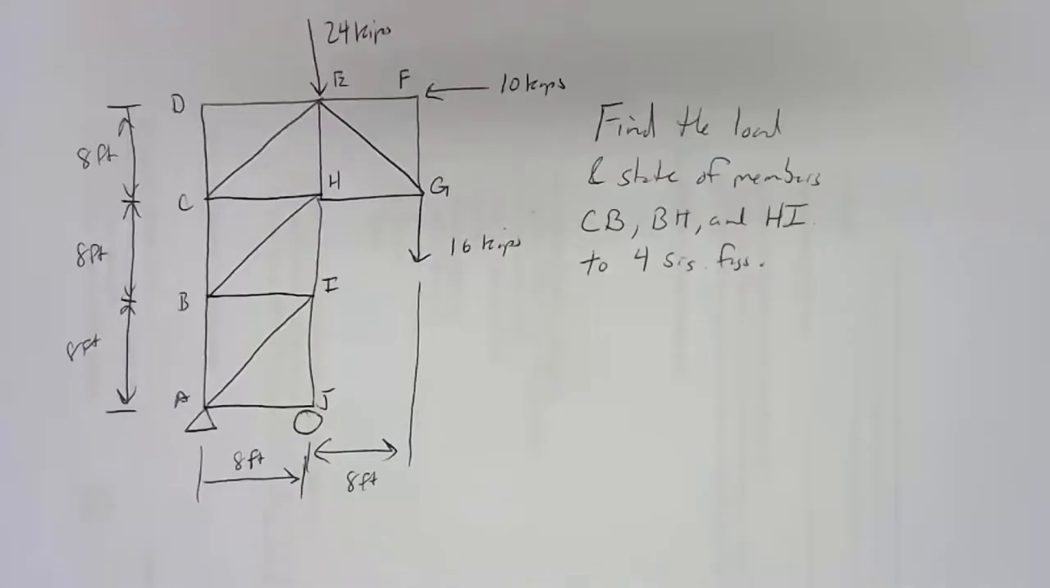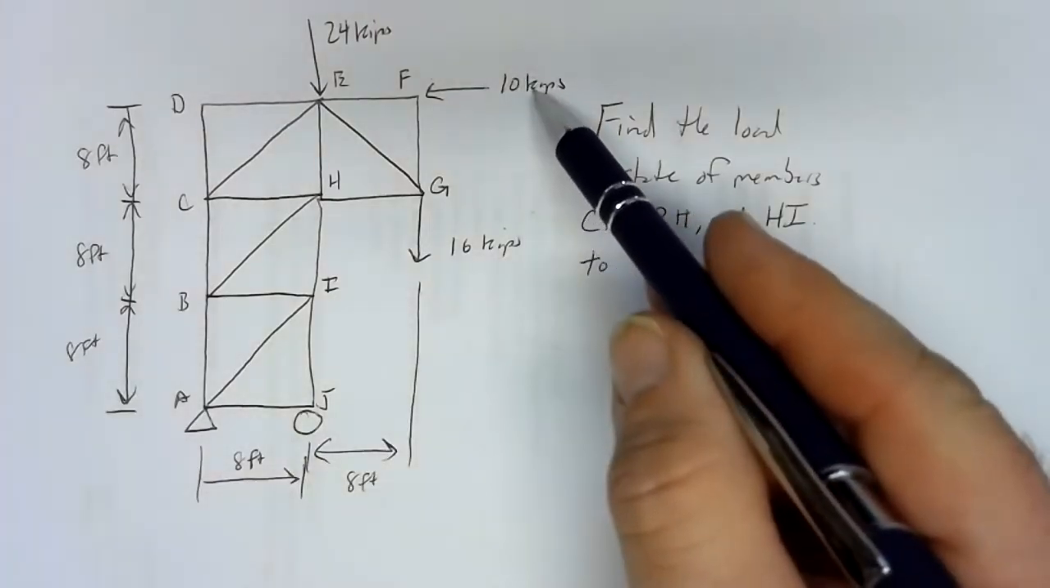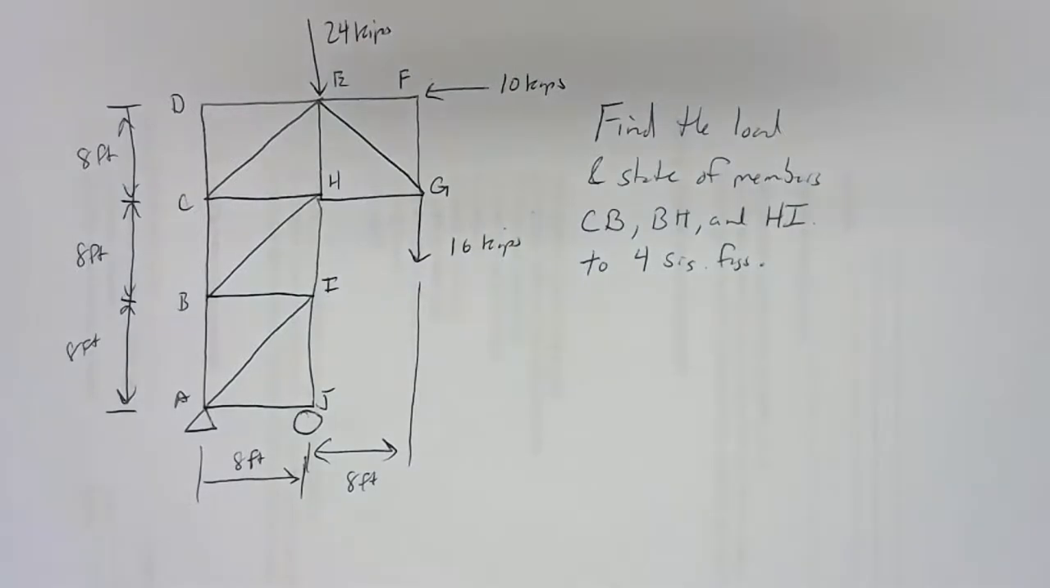All right, we are back from break and I've got our practicum problem set up. So here we've got some sort of crane structure. It's 24 feet tall and 16 feet wide. It's got a bunch of loads hanging on it, 16 kips here, 10 kips, maybe a wind load, and a 24 kip load up at the top.